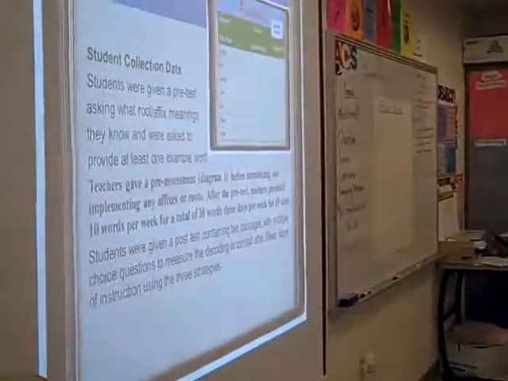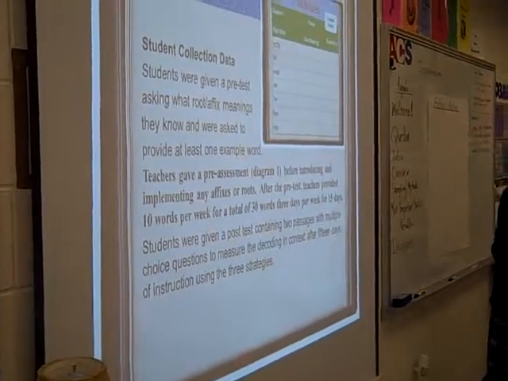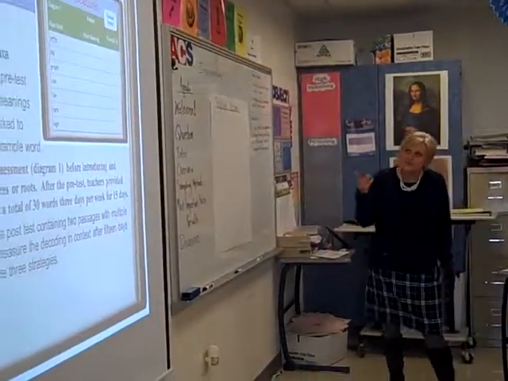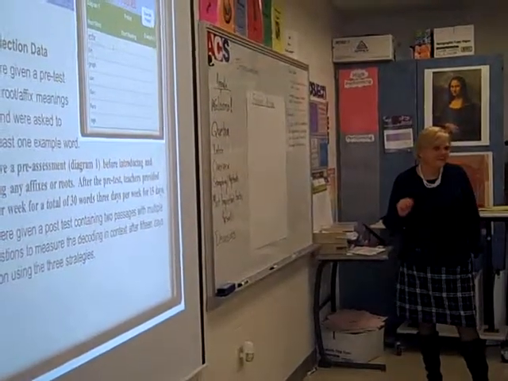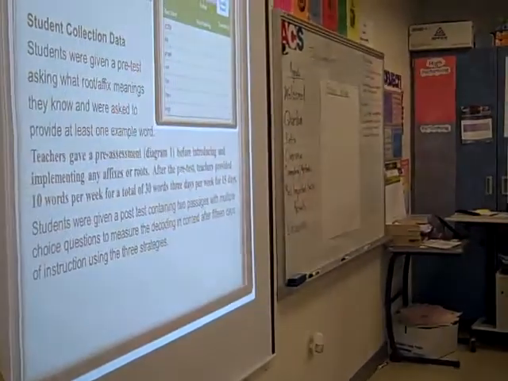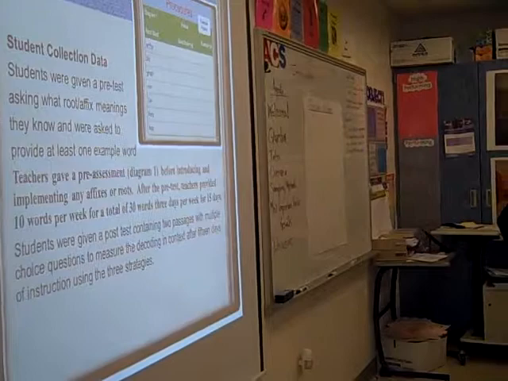Okay, student collection, this is what we did. We gave them a pretest, and it kind of looked like this, where we gave them the root word, and we just wanted to know, do you even know the meaning of it? And there's one on top, though, that's our favorite right now. There's a story behind that, we'll have to tell you later. What root affix meanings are, and to give us at least one example.